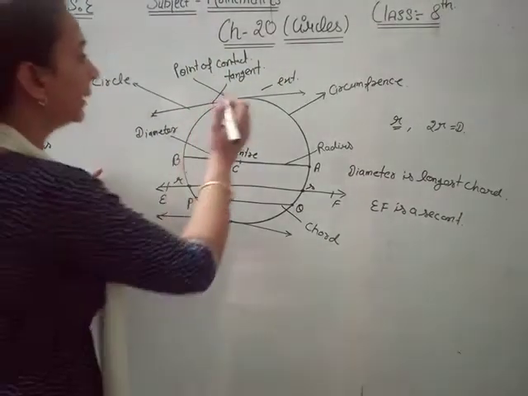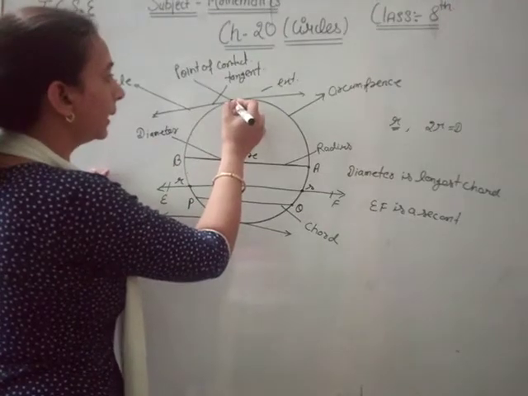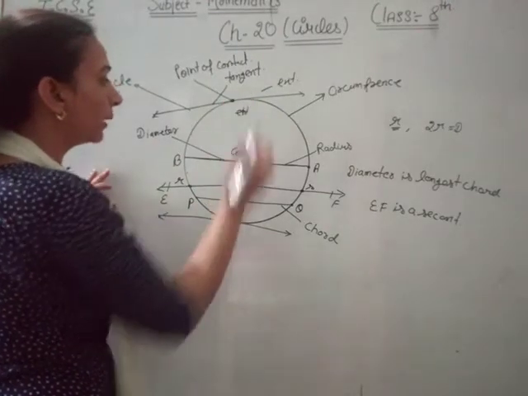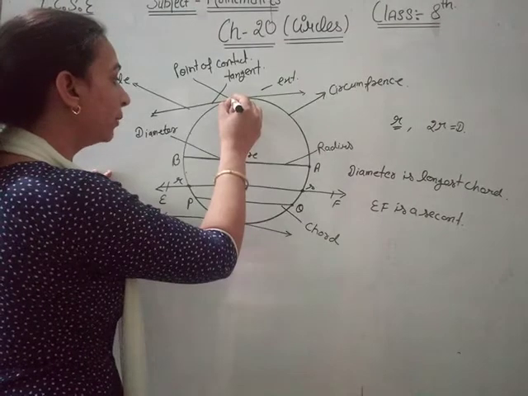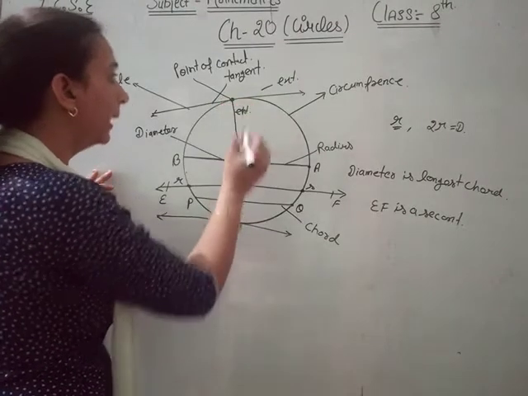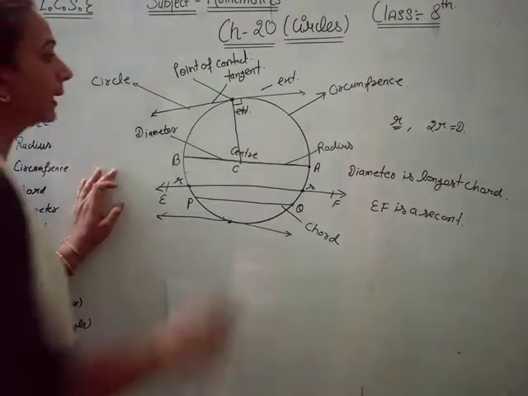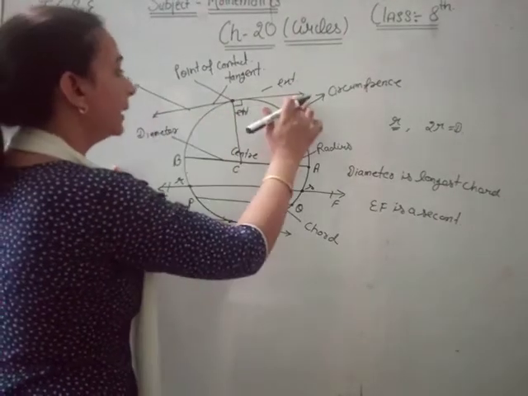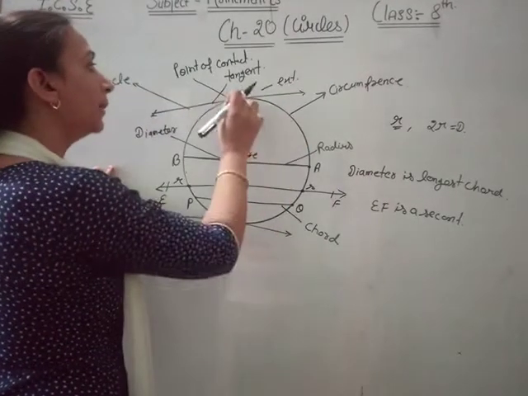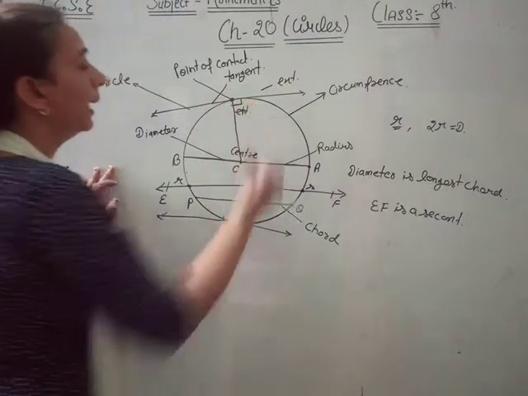Students, where the tangent meets the circle, that is the point of contact. If we join the point of contact and the radius, then the angle is 90 degrees. A tangent and a radius meet at that point, then the angle is 90 degrees.